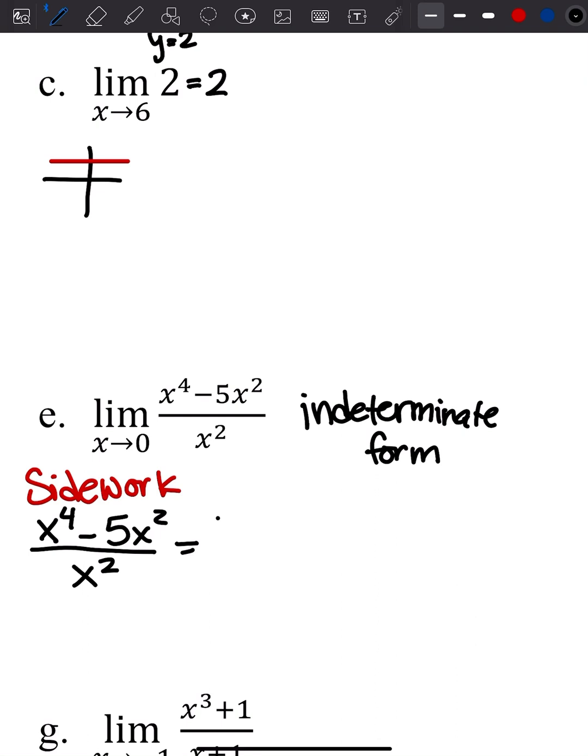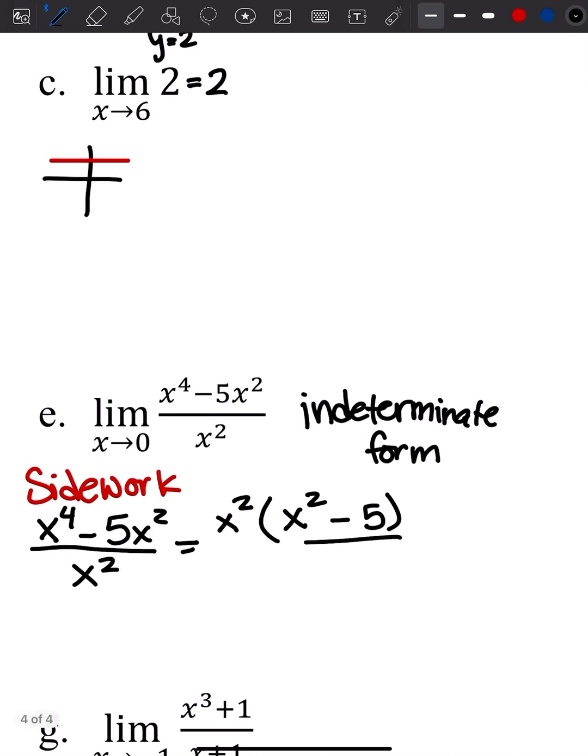So I'm going to go ahead and pull out an x squared from everything in the top. If I'm figuring out what multiplies to get to that, x squared times x squared would be x to the fourth, and x squared times negative 5 is going to give me this other piece. I have not actually changed my equation, I've just changed what it looks like. This next part, though, is an actual change to the problem.